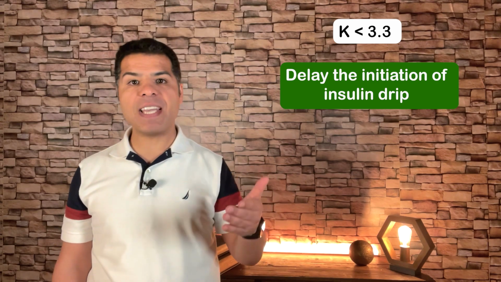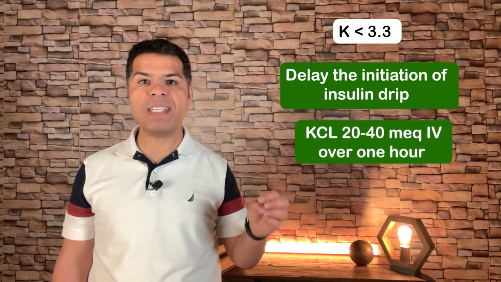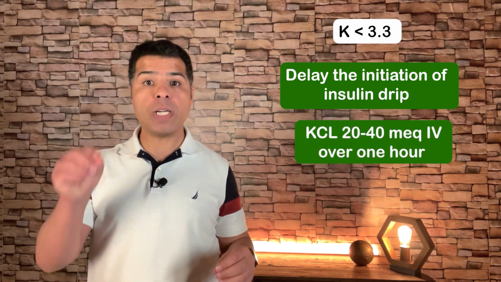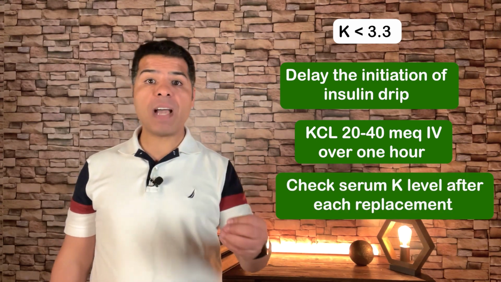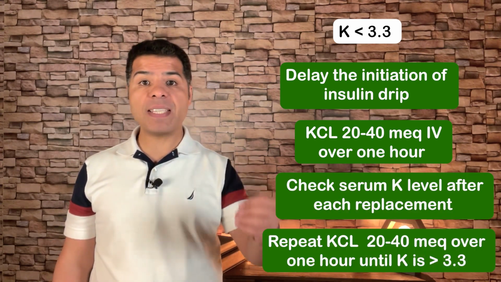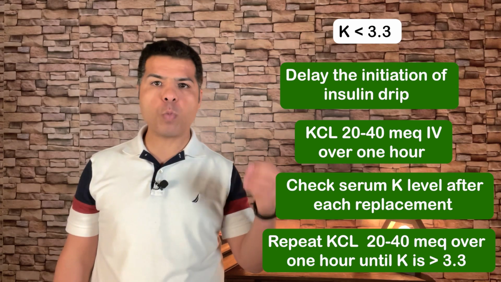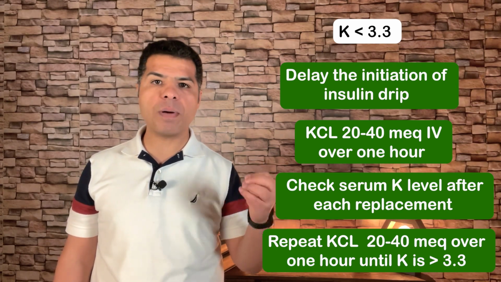The way we are going to do it in real world settings is like this. If potassium is less than 3.3, or whatever cutoff you use, delay the initiation of insulin drip and give KCl 20 to 40 milliequivalent IV over 1 hour. Yes, you heard it, over 1 hour. Check serum level after each replacement and repeat KCl 20 to 40 milliequivalent over 1 hour until the potassium is above 3.3.